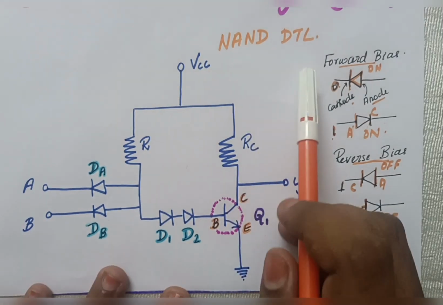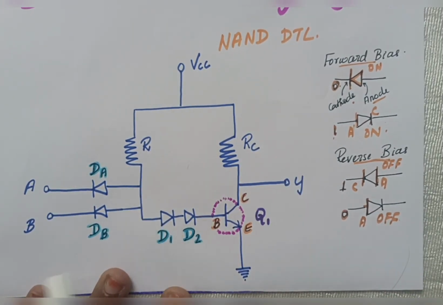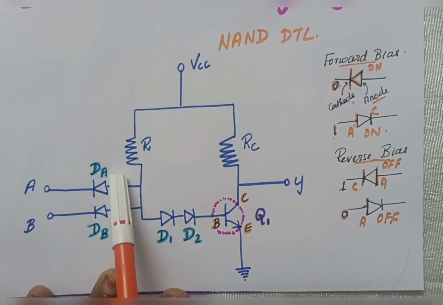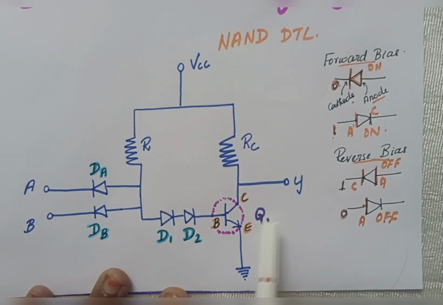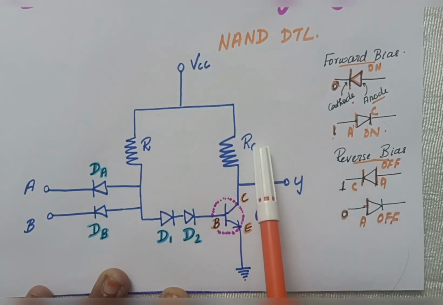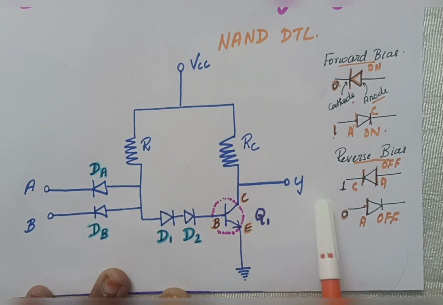Now coming to NAND DTL, this is the circuit diagram. We have 4 diodes: DA, DB, D1, D2. DA and DB are kept in the opposite direction, so remember that. After that, we have D1 and D2 kept in the normal direction, with the anode on this side and the cathode on the other side. Then we have two resistors, R and RC, and the transistor Q1, with the base, the emitter, and the collector. Above this transistor, we have the output. Y is our output, VCC is our supply, and A, B are the inputs. So this is the design of the NAND DTL.